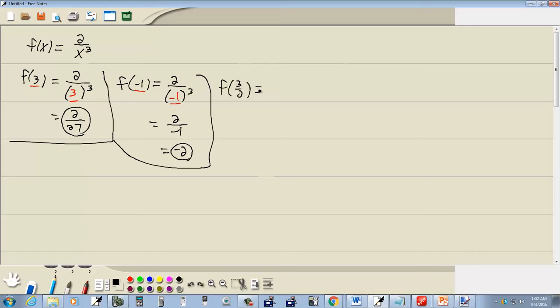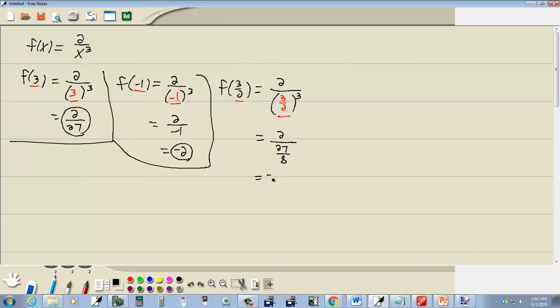f of 3/2. We'll go back to the original function, and everywhere we have an x, we'll put in parentheses. Whatever's inside the parentheses right here is automatically what to put in here, so we'll put 3/2 in here. Now when you're raising a fraction to a power, you take the top to that power and the bottom to the power. So we're going to have 2 over 3 to the third, which is 27, over 2 to the third, which is 8.